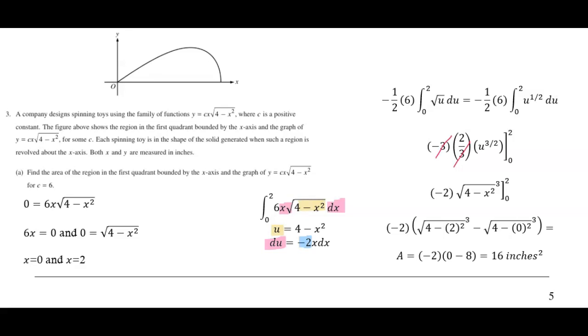All right, and so when I do this, I have my -2 out front still. 4 minus 2 squared ends up just giving me 0. So I have 0 minus, and then 4 minus 0 squared is 4. The square root of 4 is 2, and 2 cubed is 8. So I end up with 0 minus 8. Right, so -2 times -8 gives me 16, which is my area. My area is 16 inches squared.